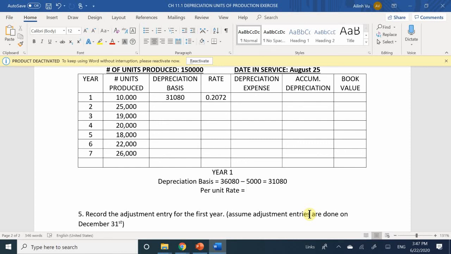Yes, that is correct. 2,072. Just making sure everyone else got that answer too. So, what is your accumulated depreciation for the first year? The same as the depreciation expense because there's nothing to add to it from the previous year. Good. First year, so it's 2,072. Perfect. And then, what is the book value for year one?